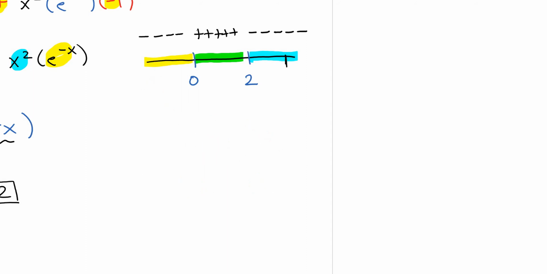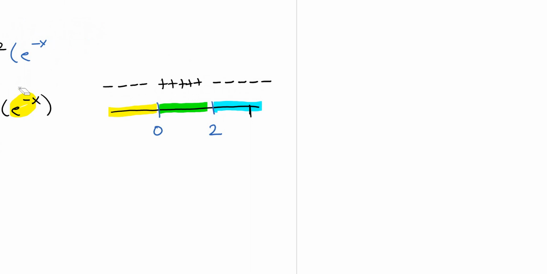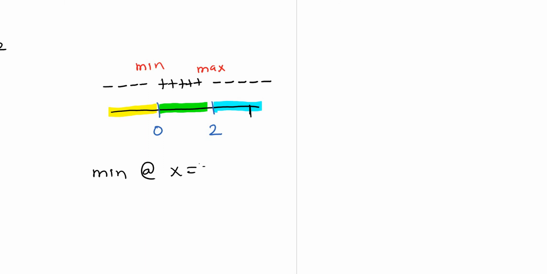My number line is complete, and then from my number line here, I can just pretty much find the maxes and the mins. This is going to be a minimum right here because I'm going from a negative to a positive, and then I have a max here because I'm going from a positive to a negative there. And then I can just write a final sentence here saying that there's a minimum at x equals 0.